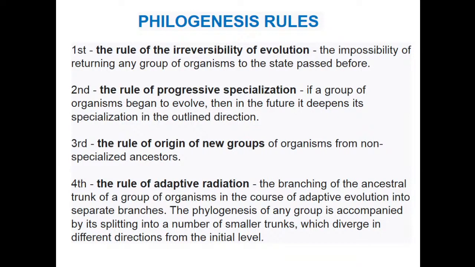Third, the rule of origin of new groups of organisms from non-specialized ancestors. And fourth, the rule of adaptive radiation: the branching of the ancestral trunk of a group of organisms in the course of adaptive evolution into separate branches. The phylembryogenesis of any group is accompanied by its splitting into a number of smaller trunks which diverge in different directions from the initial level.